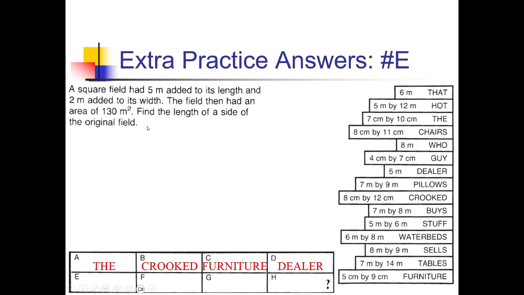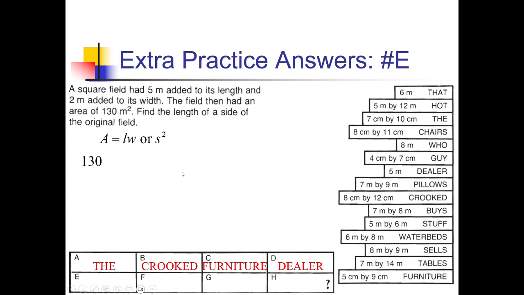Okay, so I've got my starting formula, A equals S squared, but I'm also going to write A equals LW because I have both a square and a rectangle kind of situation going on here. When I write out my equation, I'm actually going to have to use this LW formula because we're doing different things to the length and the width to get the new area. So my new area is 130. That goes in for A, whichever version of this you're using.